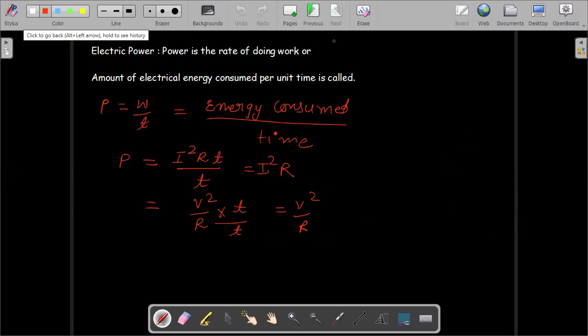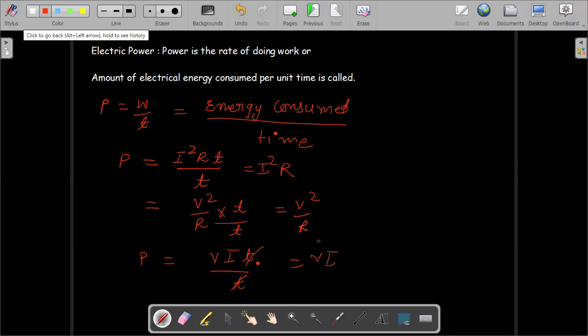So this is the second formula. You can obtain V square by R. You can obtain another formula here. See, we can obtain the formula of power to be V times I times T is the energy. And if I divide the energy by time, I get P equals V I. So this is the amount of electric power.